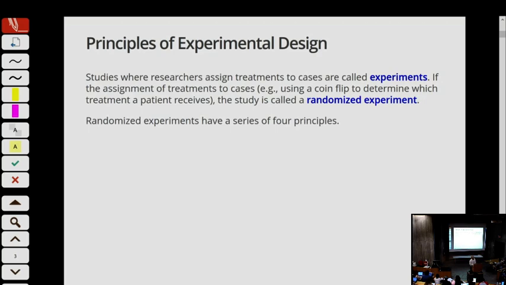They're different. So if we assign these treatments, which is to say we split the people or the cases or the rabbits or the rats or whatever we're dealing with into separate cases using randomization as a process, then it is called, in not a terribly original way, a randomized experiment because we used randomization. They have four principles that we went through last day. We're just reviewing these quickly.